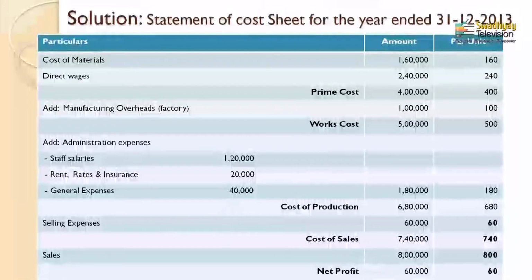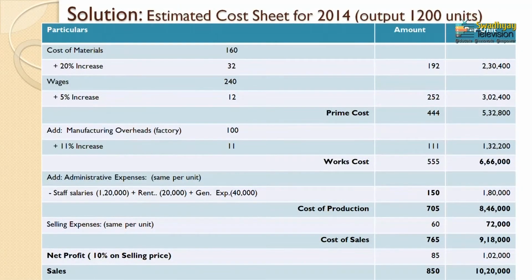So, the second part of this answer is the estimated cost sheet for the year 2014, where output is 1200 units. Earlier we prepared a cost sheet for 1000 units. Now we are preparing an estimated cost sheet for 1200 units. Now see cost of materials. Cost of materials is rupees 160.